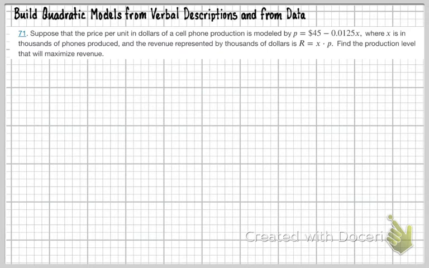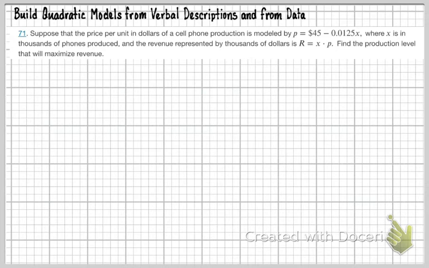And the revenue represented by thousands of dollars is R equals X times P. Find the production level that will maximize revenue. So just be clear on what P is. It says, suppose that the price per unit in dollars of a cell phone production is modeled by this here. So P is our price. So find the production level that will maximize revenue. So we're just trying to find that production level.